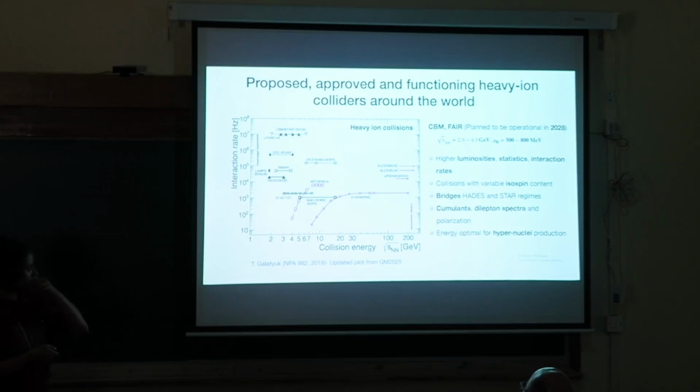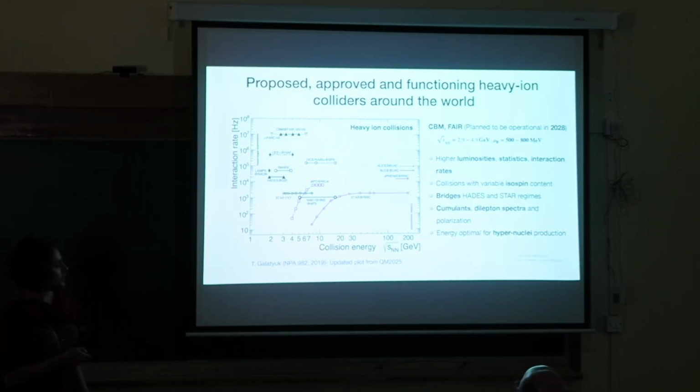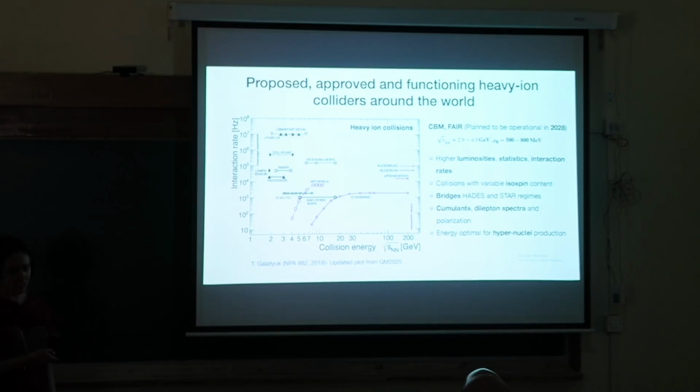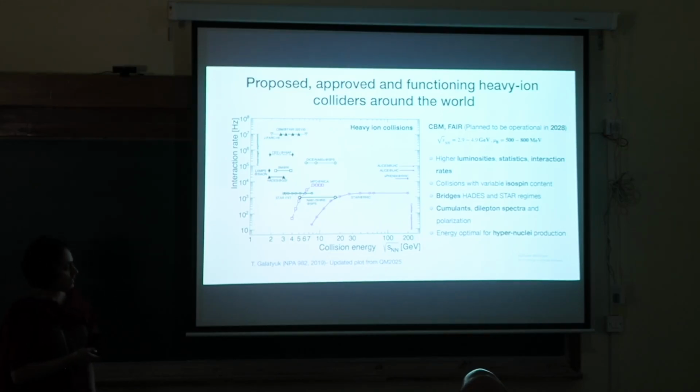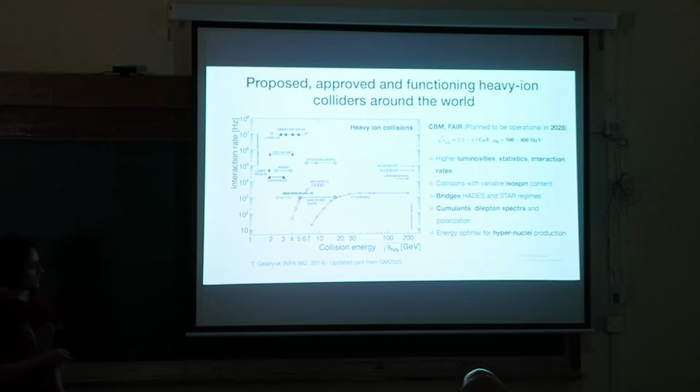There are also some new things, as in you can collide variable nuclei with different isospin contents, so you can also probe the finite isospin region of the QCD phase diagram. We also have access to new variables such as dielectron spectra, which allows us to probe new kinds of physics that we haven't done with the cumulant observables yet. And one other important thing about CBM is that it lies in the optimal range for hypernuclei production, and this is also one of the open problems that we will discuss.